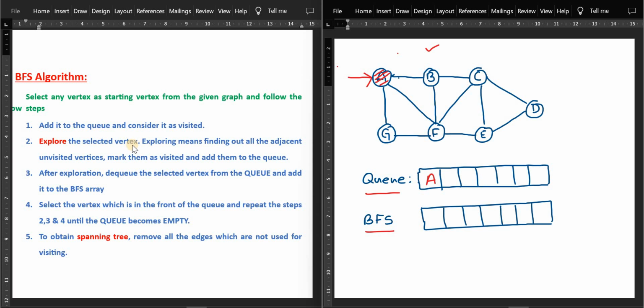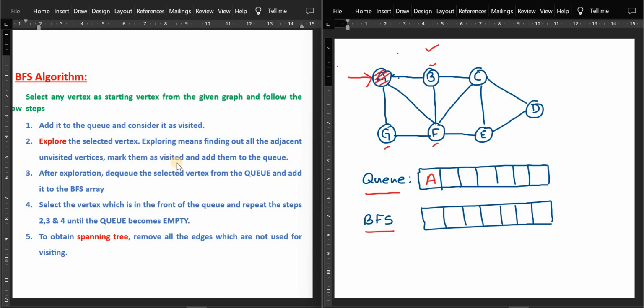Now see the second step. Explore the selected vertex. This is a very important step. What is the meaning of exploring? See here, exploring means finding out all the adjacent unvisited vertices. Here we have two important words, finding out all the adjacent as well as unvisited vertices. So, for our vertex A, you tell me what are the adjacent vertices? B, F and G. These three are adjacent vertices. And also all these three vertices are unvisited, right?